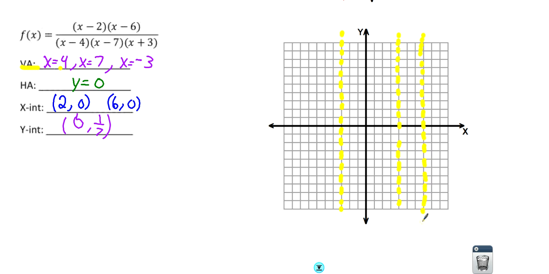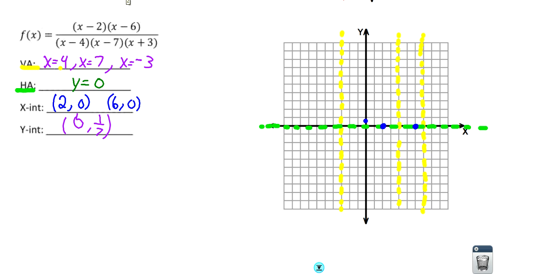Okay. Now I have a horizontal asymptote at 0. And then my x-intercepts are at 2, 0 and 6, 0. 1, 2, 3, 4, 5, 6. And I have a y-intercept at (0, 1/7). So I'm just going to put it right there in the middle between 0 and 1. Okay, because I'm not going to sit here and argue where 1/7 is. So as long as it's between 0 and 1, I'm good. Okay?